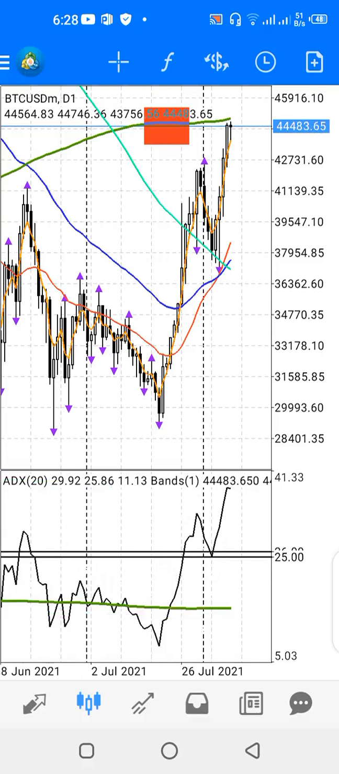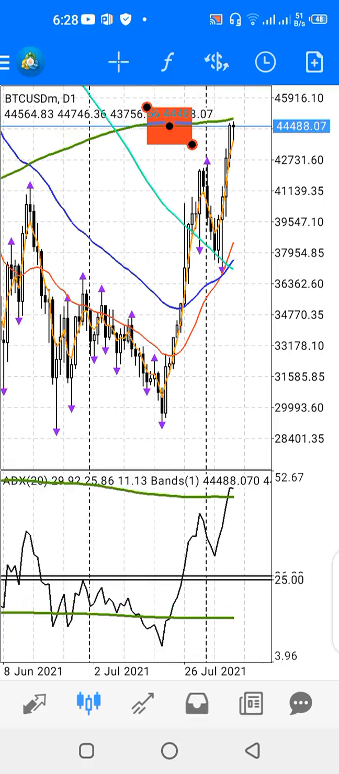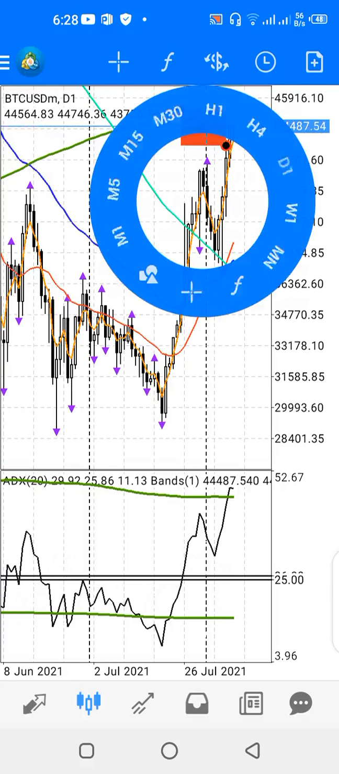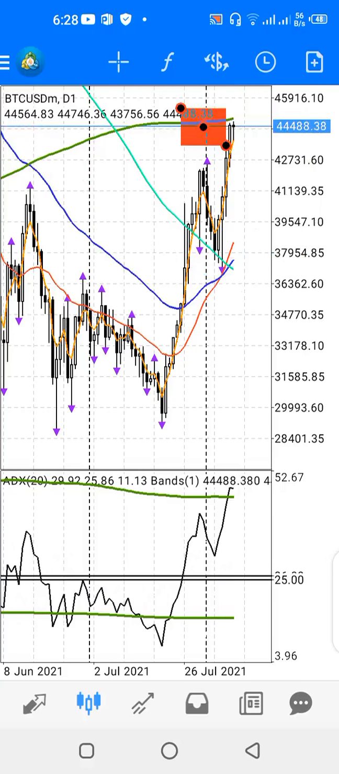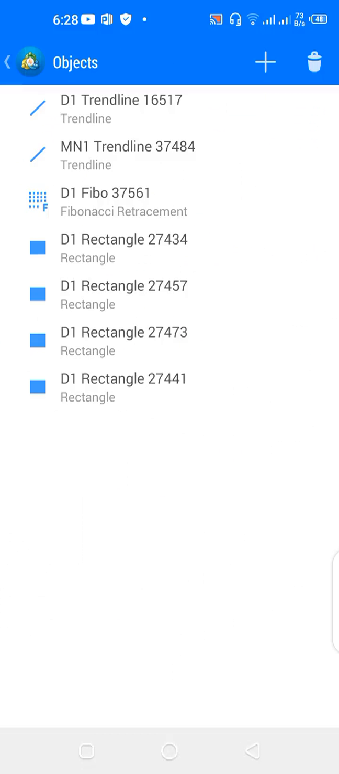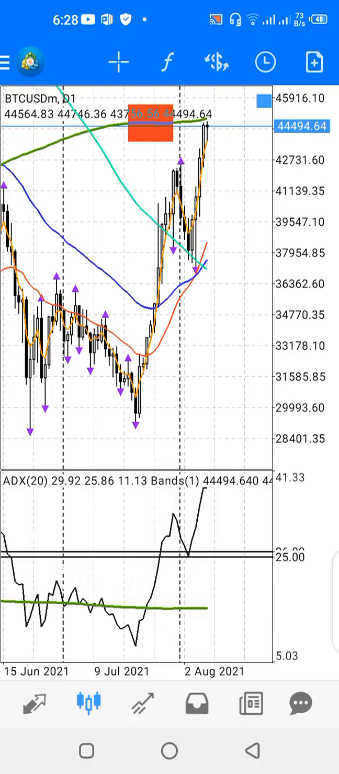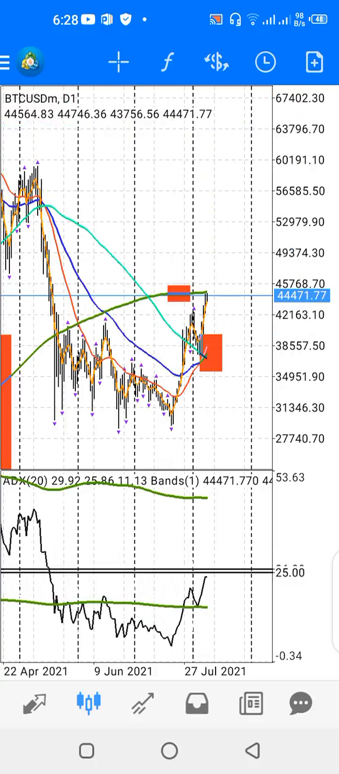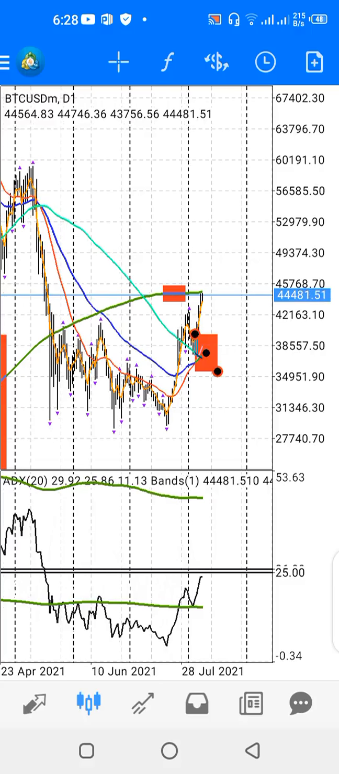For now, the green moving average is trying to turn up. Okay, and the other moving averages are also trying to turn up. So that's an indication that price is going up. Now, if you zoom out, BTC USD for now, you can see something like head and shoulder.